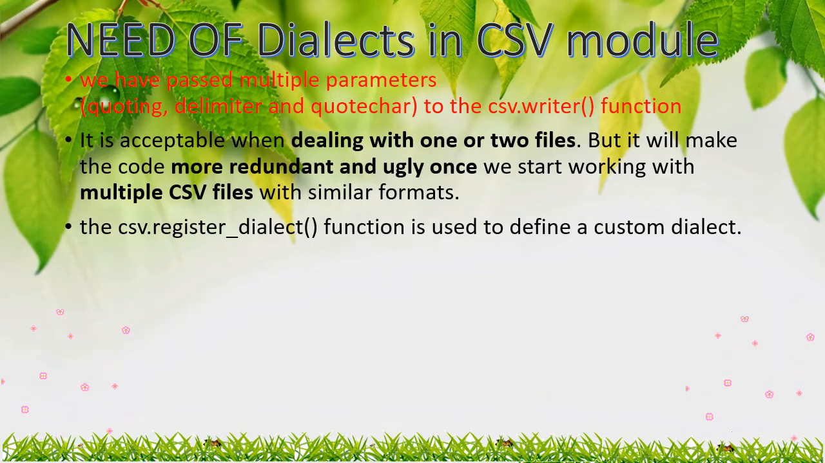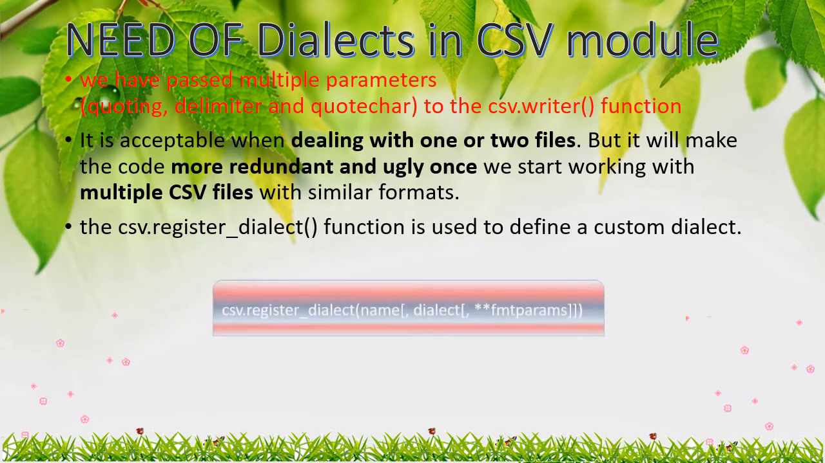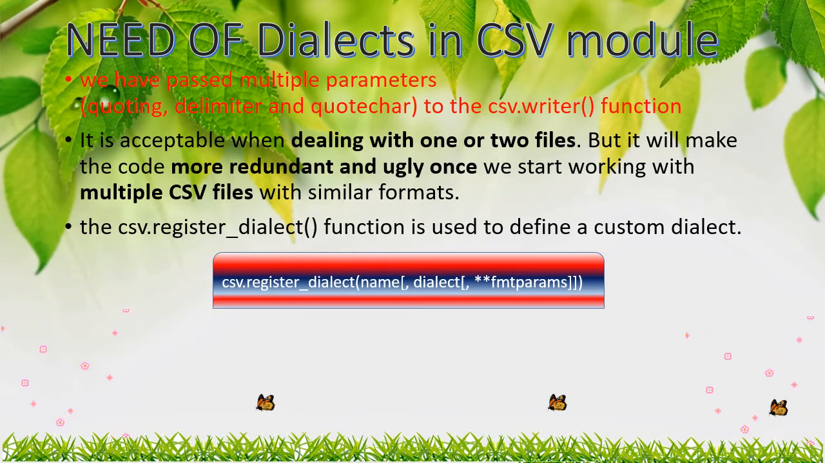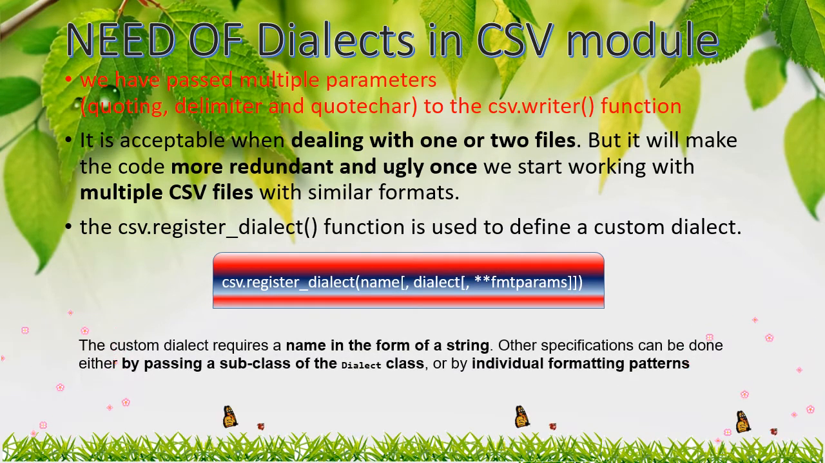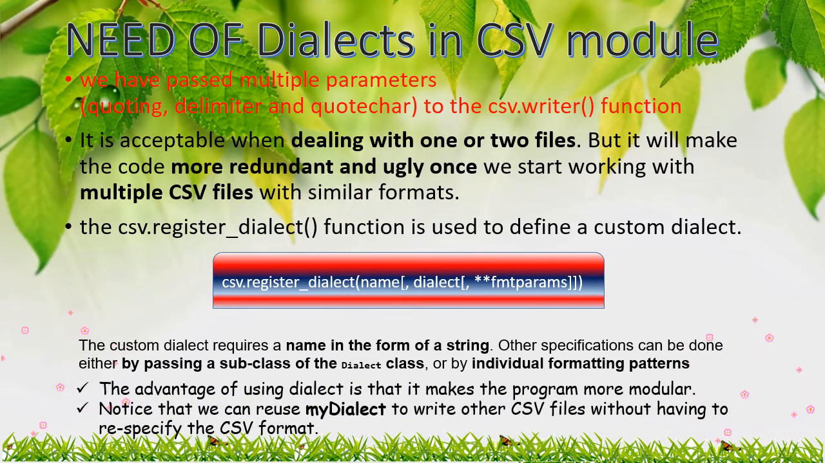So how to create the dialect? By using the method csv.register_dialect. This method has two parameters. Name is the name of the dialect, and dialect is the formatting patterns you are going to use. That you should give in the dialect. Let's see through the examples.